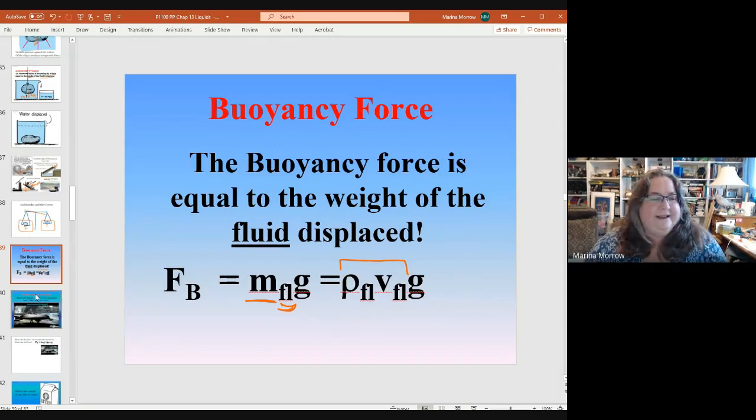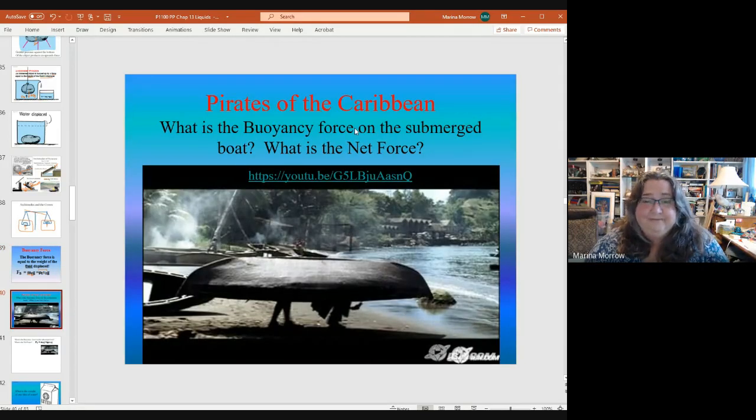So we're going to do an example of that. You may remember back to Pirates of the Caribbean. And there's a scene in the first Pirates where Captain Jack and Will are underneath this canoe, okay, and they walk out to a ship on the bottom of the ocean. The question is, was this just movie magic, or could this actually happen?